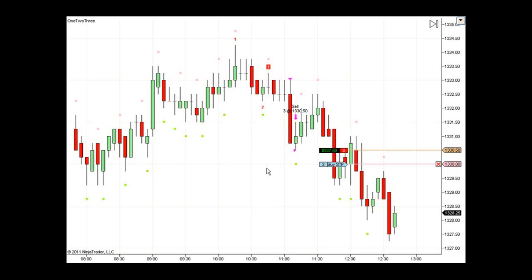But that's how the 1, 2, 3 indicator works. A very powerful reversal and trend tool. Something that's definitely worth adding to your trading arsenal.